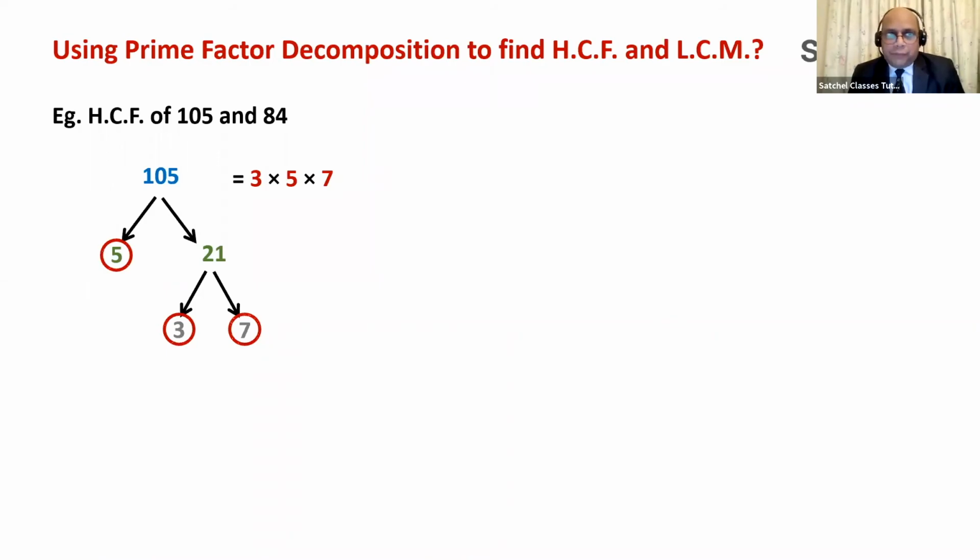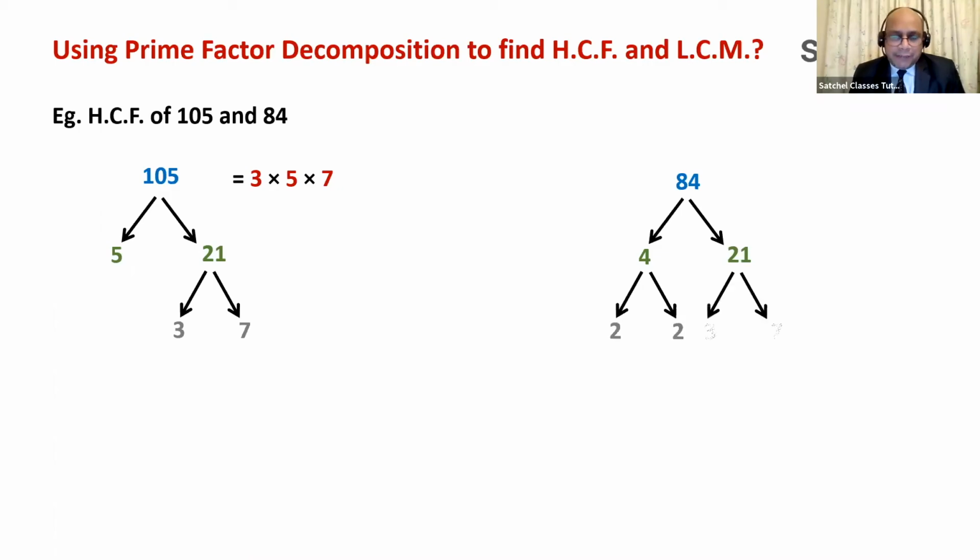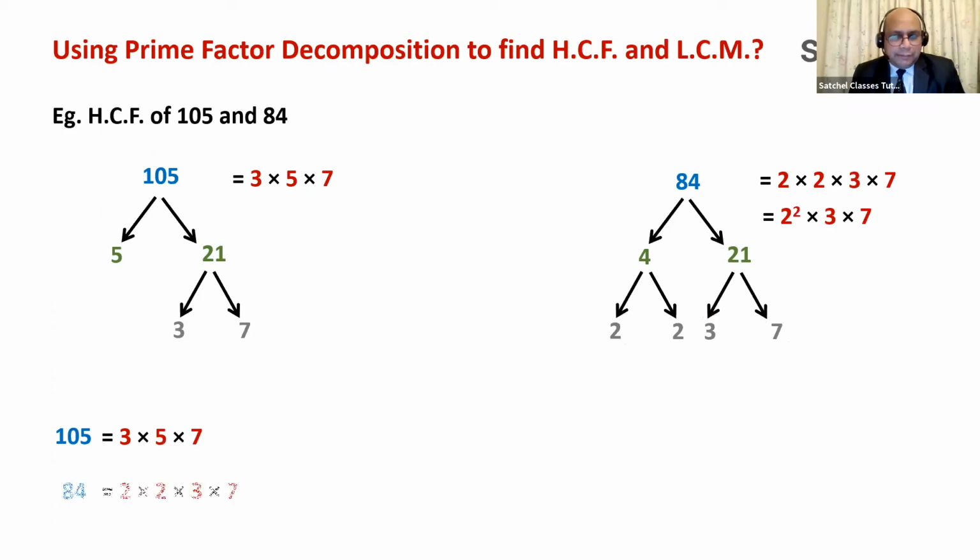What about 84? 84 can be broken down as 4 times 21. 4 can be further broken down as 2 times 2, and 21 can be further broken down as 3 times 7. Now we have all the prime numbers at the end of the branch. So 84 can be written as 2 times 2 times 3 times 7. Now let's put all these prime factors together.